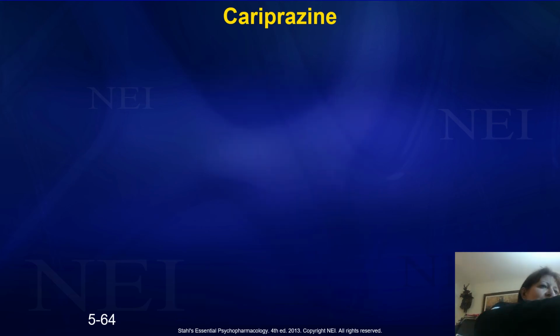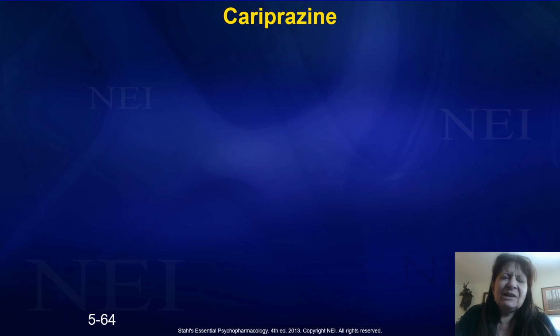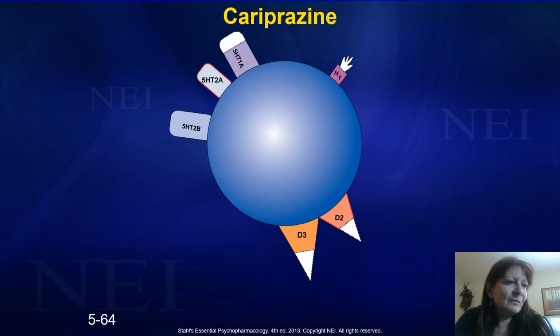And then cariprazine, also known as Vraylar, currently has indications for the treatment of schizophrenia at dosing of 1.5 to 6 milligrams once a day. It also has FDA indications to treat mixed mania in doses of 3 to 6 milligrams.